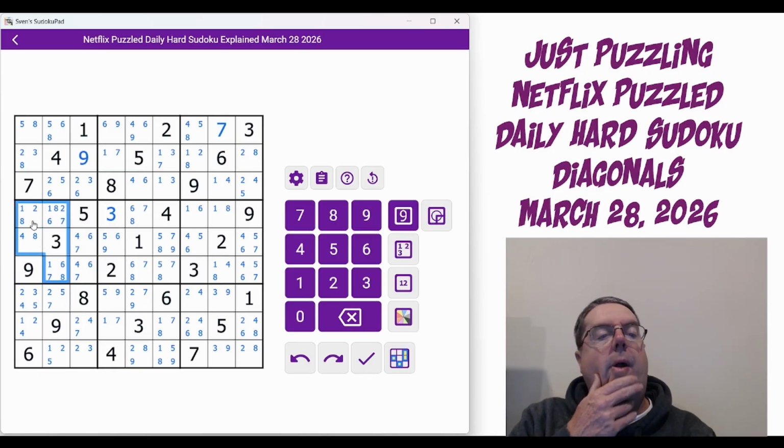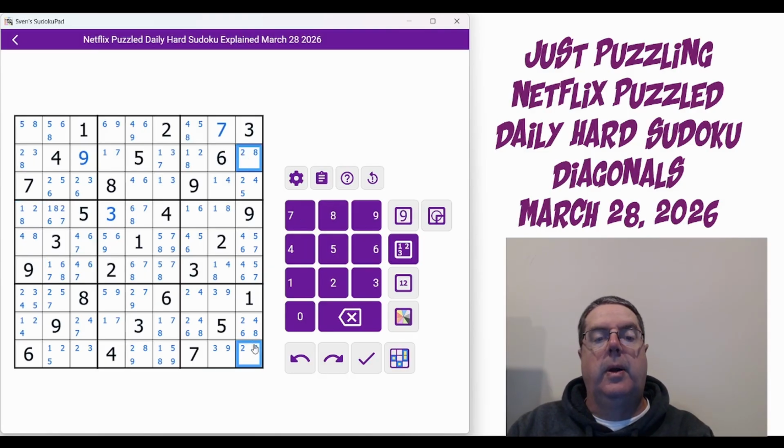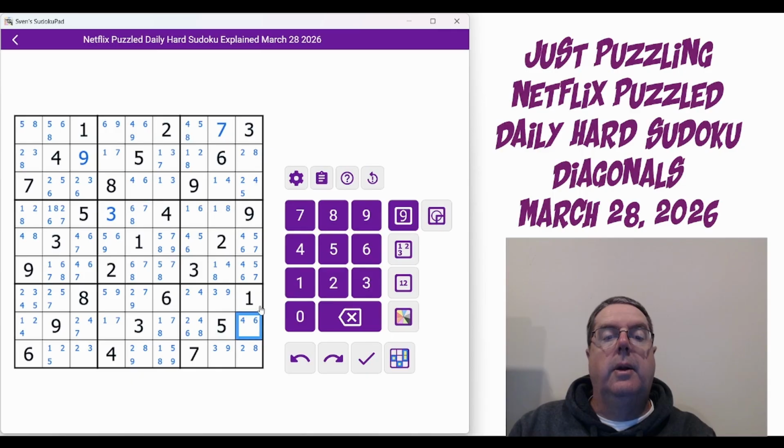Alright, so I can also see over here a 2-8 pair here. So this can't be 2-8, and these are definitely, and this can't be a 2, so that's a 4, 5 there. So 9's there, 9's there. So 2-8, 2-8, 1, 2, 8, 3, 7.